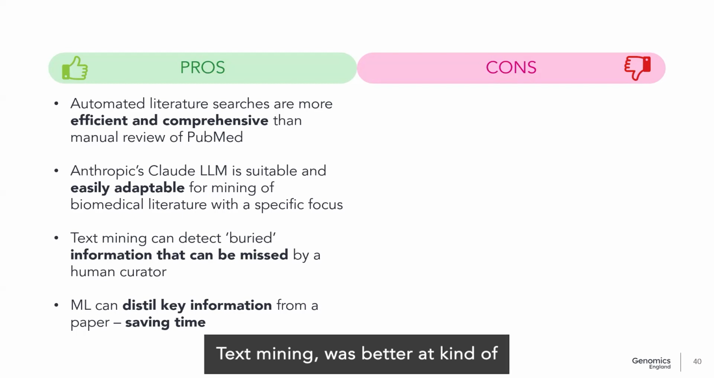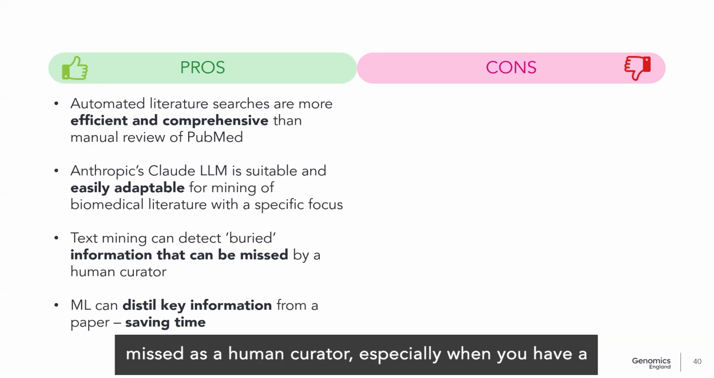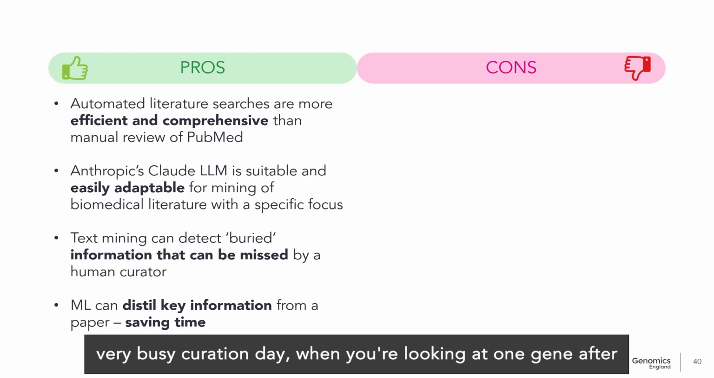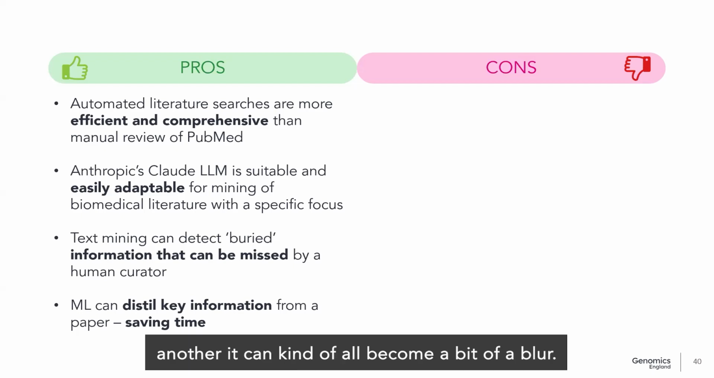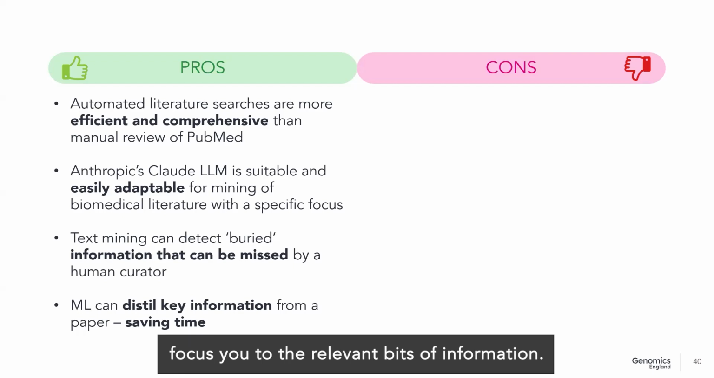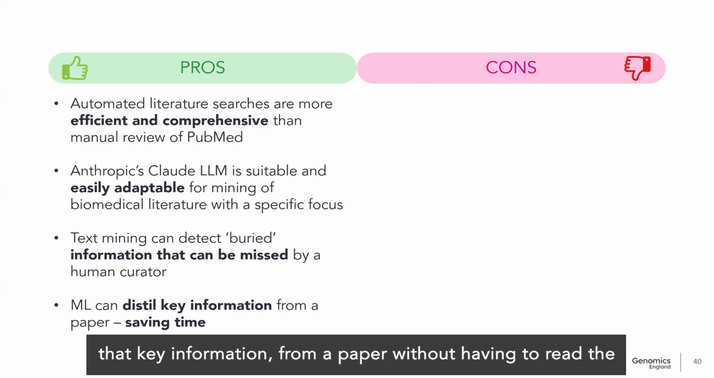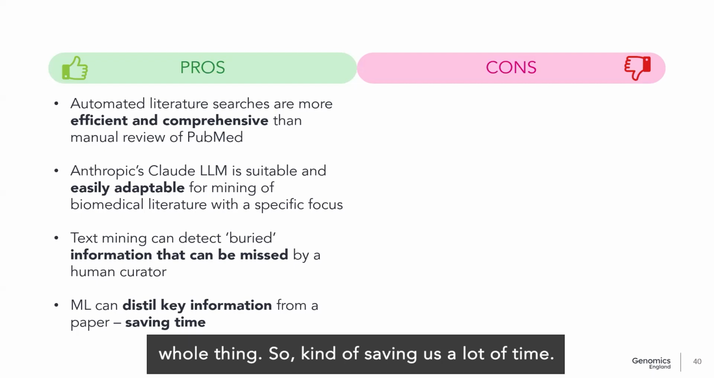Text mining was better at finding buried bits of information that can easily be missed as a human curator, especially when you have a very busy curation day, when you're looking at one gene after another, it can all become a bit of a blur. So using tools like this can really help focus you to the relevant bits of information. And again, machine learning can be used to distill that key information from a paper without having to read the whole thing. So saving us a lot of time.